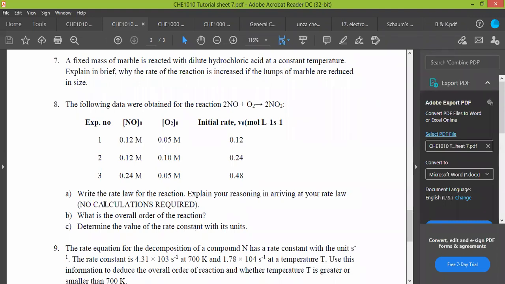Okay, and this is very good. Write the rate law for the reaction. Explain your reasoning in arriving at your rate law. No calculations required. So with this particular question, you are using my method to tell the answer. Thank you. So please solve that one.